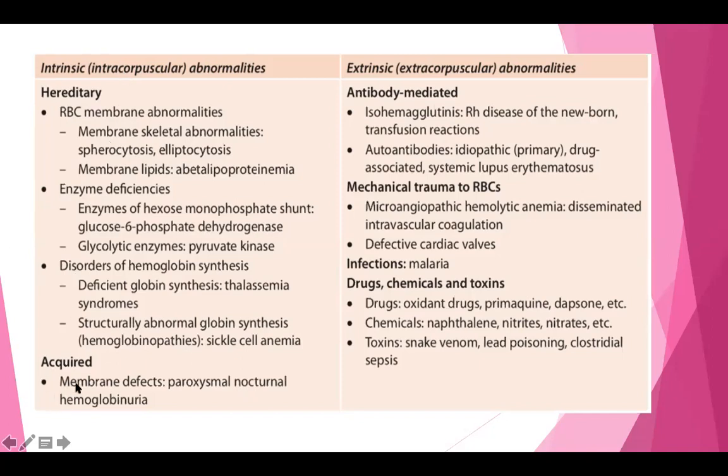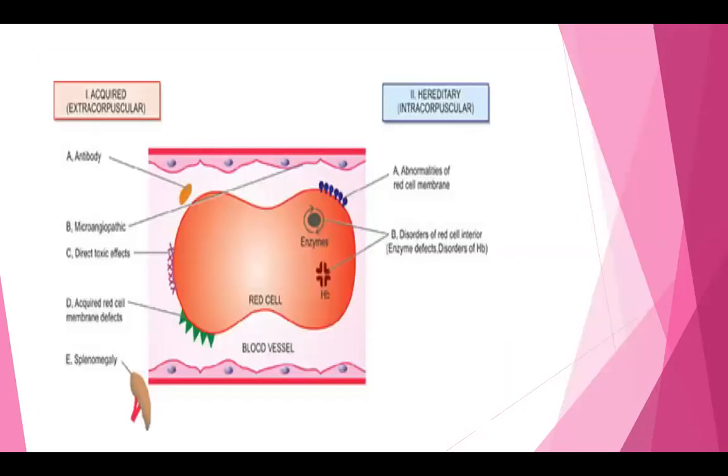intracorpuscular abnormality that is acquired is paroxysmal nocturnal hemoglobinuria. And the extrinsic causes are either immune mediated, either autoimmune or alloimmune, mechanical destruction of the RBC, which is either microangiopathic hemolytic anemia, or other causes, for example infection, or drug or toxin induced, for example dapsone, naphthalene, snake venom, all of which can cause extrinsic hemolysis of the RBC. And this figure shows that there is an acquired extracorpuscular and an inherited hereditary intracorpuscular defect.